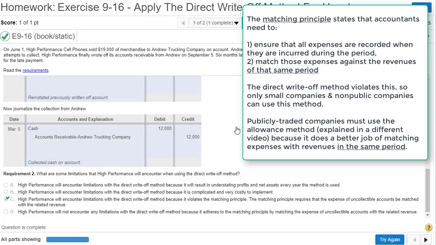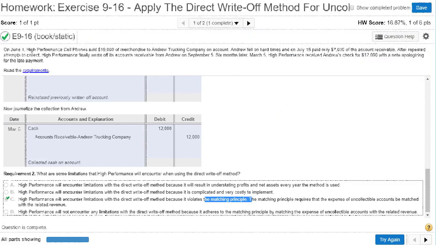And one more thing, remember the only companies that are allowed to use this direct write-off method are small companies and companies that are not publicly traded. Remember, publicly traded means they have a stock on an American stock exchange. So if a company is publicly traded, they are not allowed to use this direct write-off method because technically it violates the matching principle. And that's it.